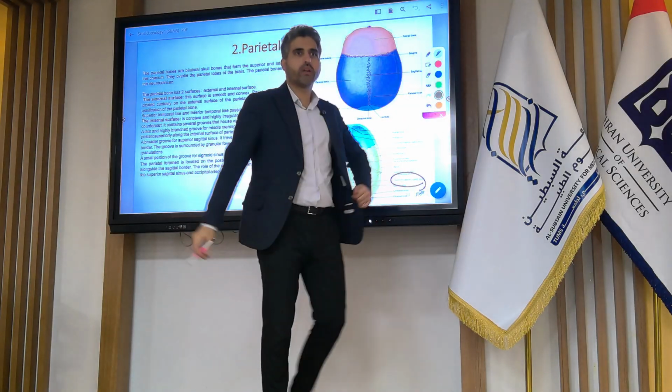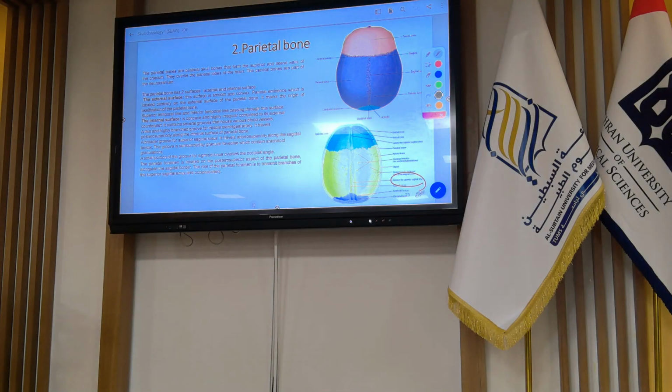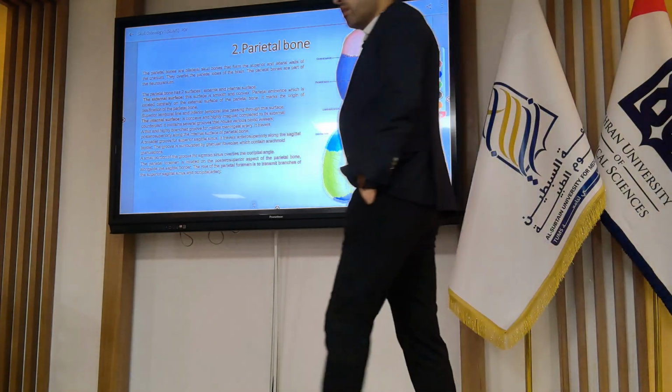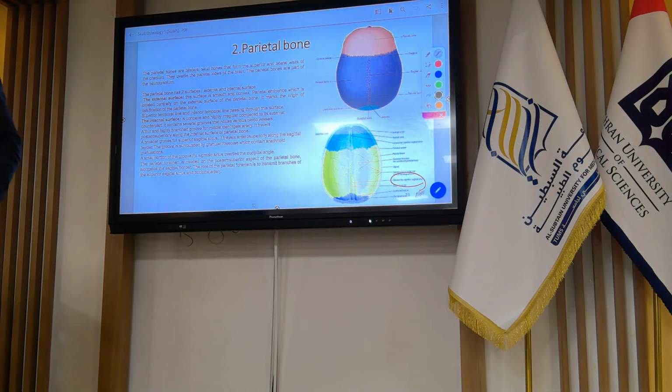Groove for superior sagittal sinus. What is superior sagittal sinus? Vein. So why we don't say vein? Superior sagittal vein. Why we say sinus? Sinus is like sinus of the nasal cavity, paranasal sinus. Again here sinus.